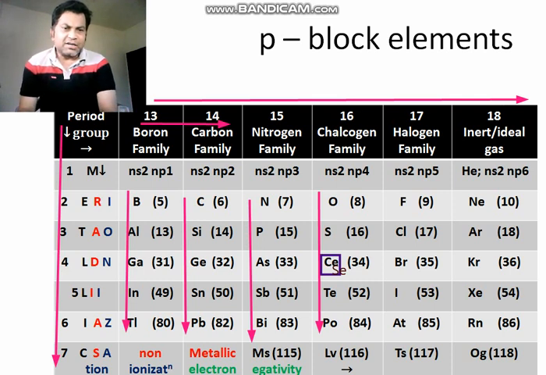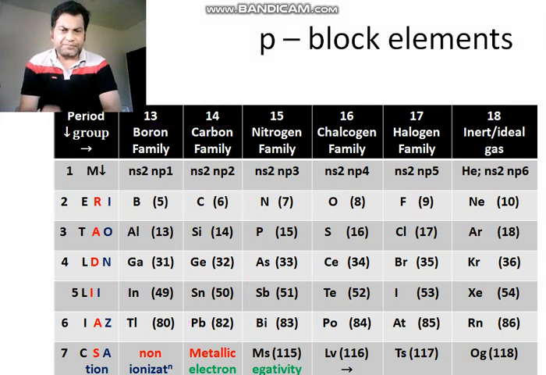Then group number 17, which everyone remembers: fluorine, chlorine, bromine, iodine, astatine. And the last group: helium, neon, argon, krypton, xenon, radon. These are the elements, so that you can remember them. I hope you can remember this very nicely. This is not our topic to study, so never mind, next one.